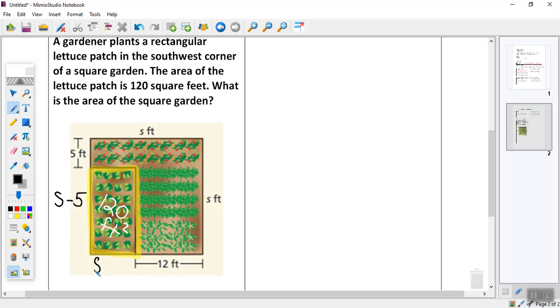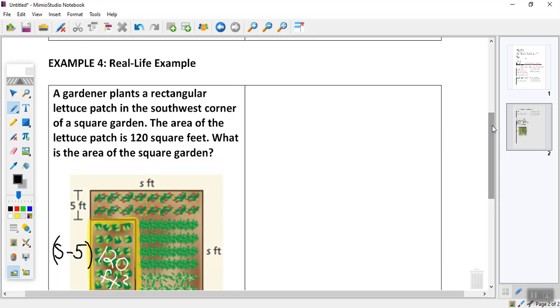S, not plus 12, but that total length S, and we're taking out 12 from that side. Okay. Now, guys, here's what I want you to write. Do you agree that the S minus 5 times the S minus 12, or the length times the width here, would have to multiply to what area here in this lettuce garden? So I'm going to write this down over here. So by our dimensions over here, we know that S minus 5 times S minus 12 must equal what total area?